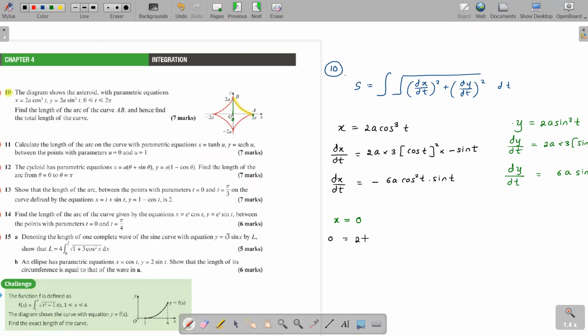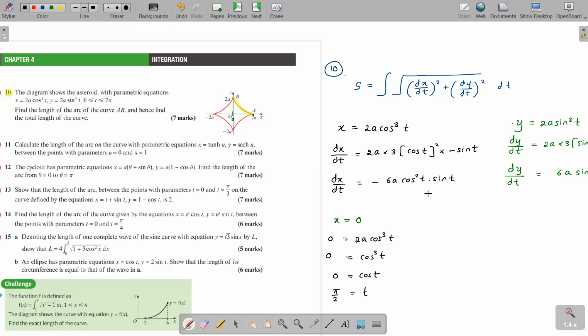0 equals 2a into cos cube t. So I'll take the 2a to the other side as division. 0 divided by 2a is 0. Cos cube t, and then remove the power 3. So cube root of 0 is basically 0. And then cos inverse of 0. Let's get the very first value. Cos inverse of 0 is pi over 2.